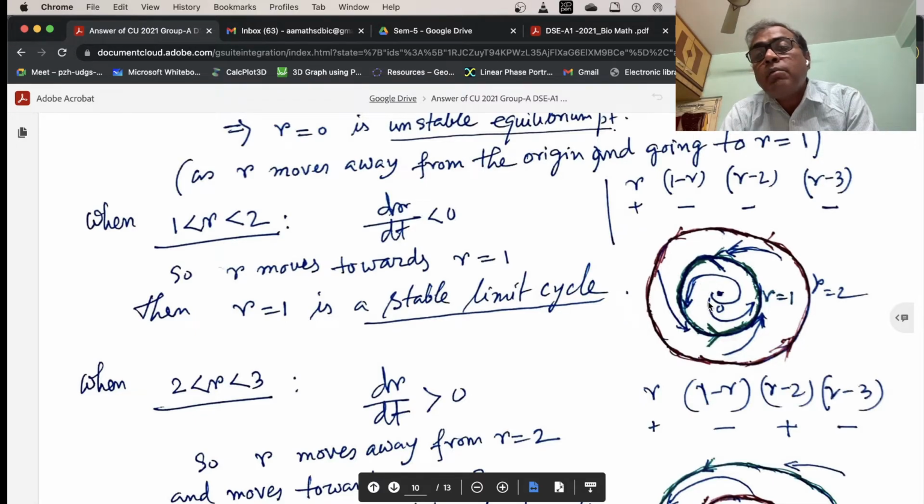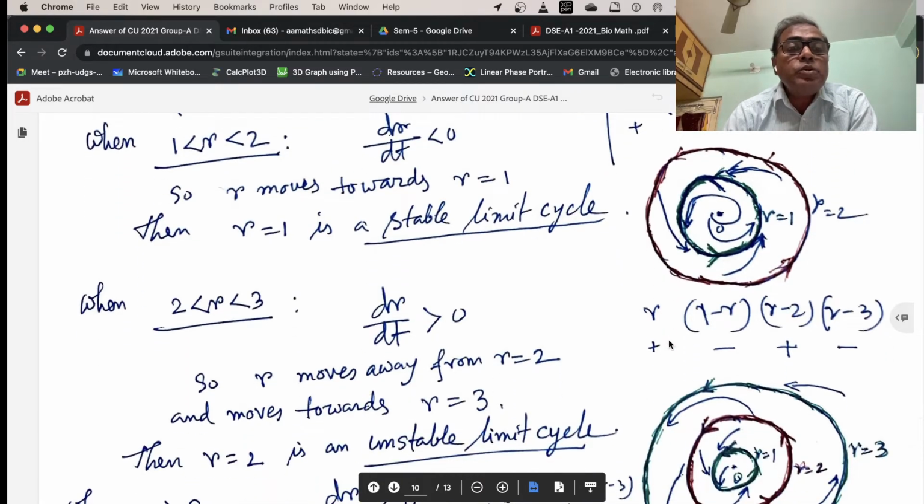So trajectories go towards r = 1 from inside the circle, and in the outside region, when r lies between r = 1 and r = 2, these trajectories go to the circle r = 1. So r = 1 is the stable limit cycle, and we draw this stable limit cycle as a green circle.